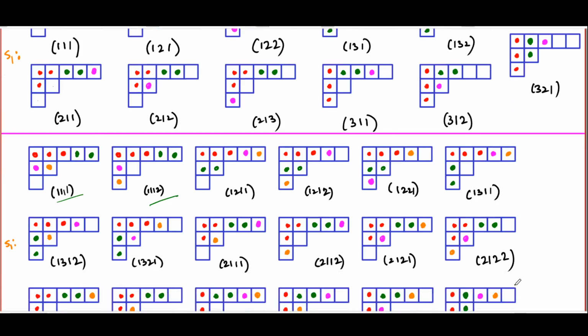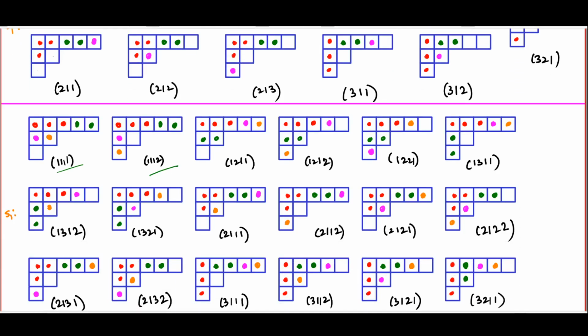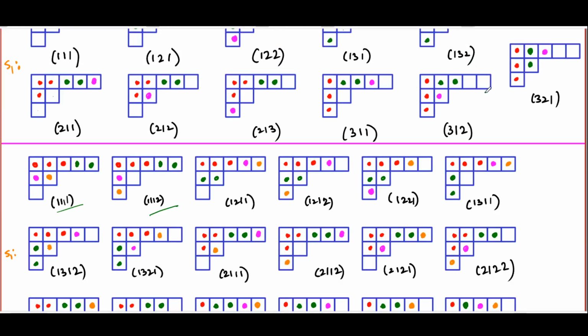2, 1, 3. Again, two possibilities. Here or here, and 3, 1, 1, two possibilities again, here or here. Adding an orange dot here gives you this, adding an orange dot here gives you this. 3, 1, 2, only one possibility, 3, 1, 2, 1. And 3, 2, 1, again only one possibility, you can only put the dot here.